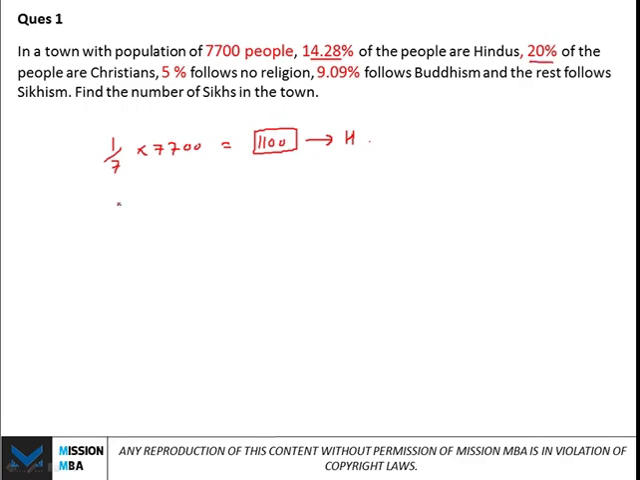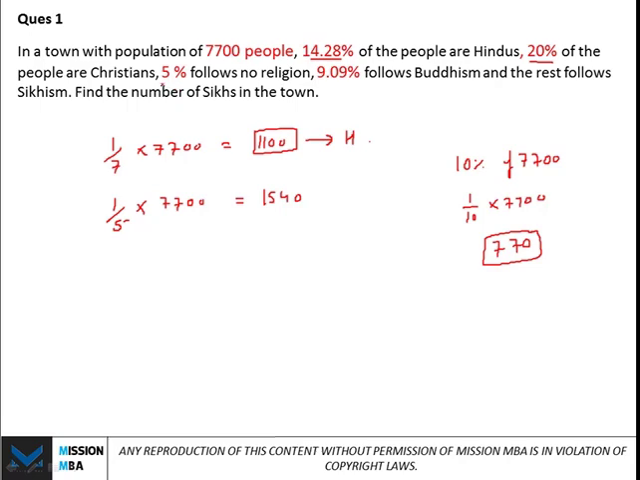20% people, Christians, 20% is nothing but 1 by 5 of 7,700. Now I have another trick for you. Still, do not calculate it. Simple. Guys, what would have been 1 by 10 of 7,700? Or 10% of 7,700? That would be very easy to calculate, right? That will be nothing but 770. So it's very easy to calculate 10%. So what will be 20%? Double of it, right? So 770 into 2. What do you get? 1,540.